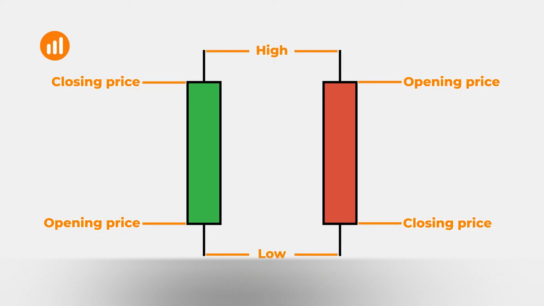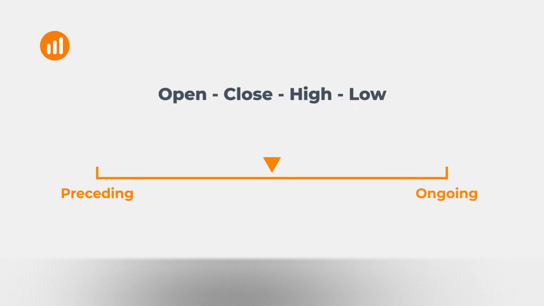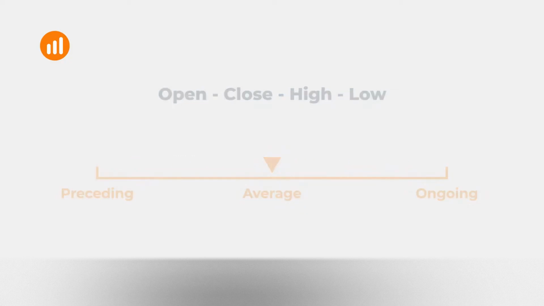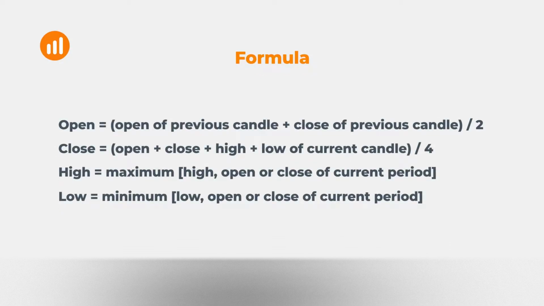However, unlike usual candlesticks, the Heikin Ashi chart uses a modified formula for its values. The opening price, the closing price, the high, and the low are calculated based on the average values from the ongoing and preceding trading sessions. Let's take a look at the formula of the Heikin Ashi chart in detail.